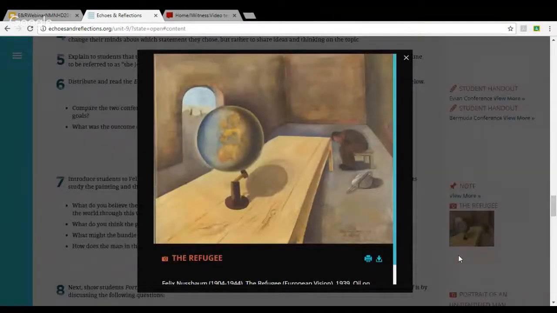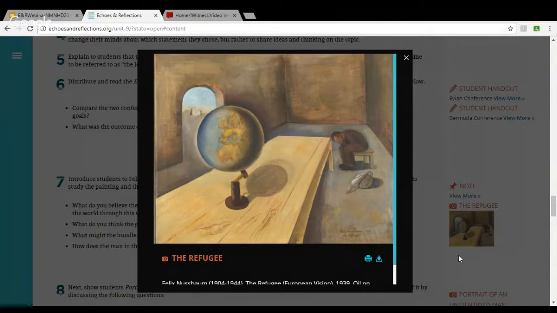This is entitled The Refugee. It's a Felix Nussbaum painting, which I think takes the context that we were given in those two secondary source pieces and now provides a visual. And certainly working with students to recognize that there are many different types of visuals that can be included in National History Day projects aside from film and photos can be a powerful way to expand their thinking.